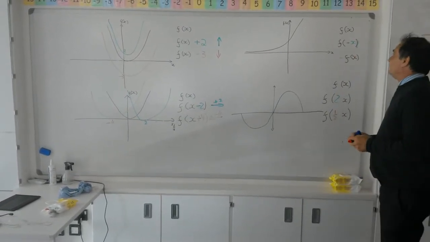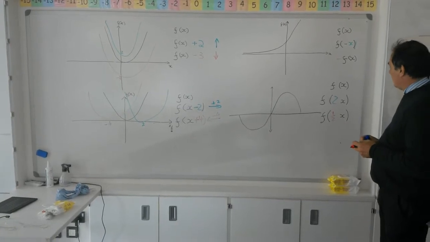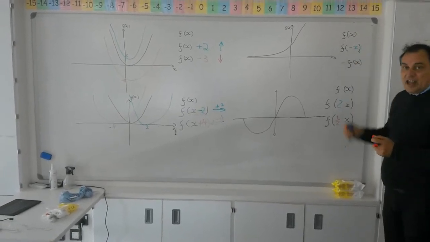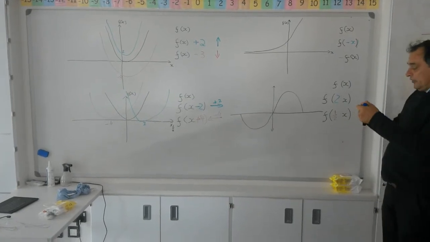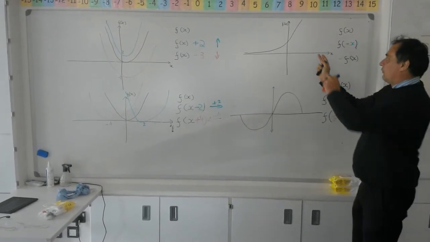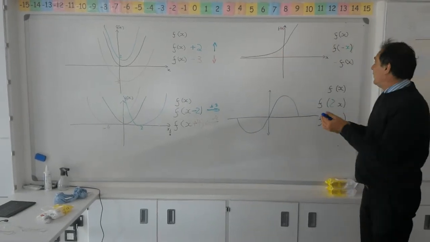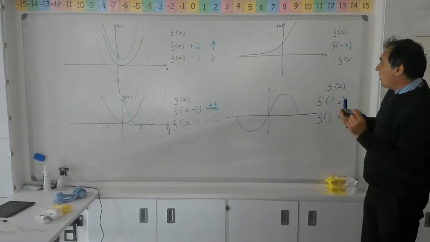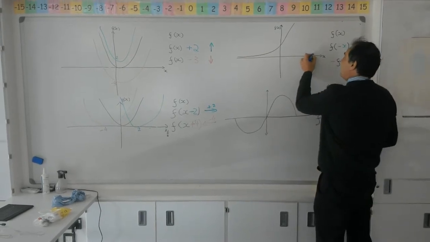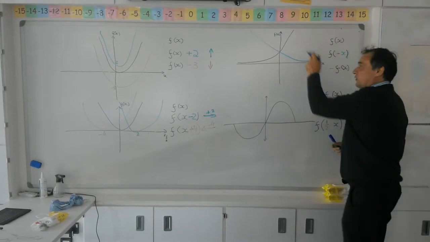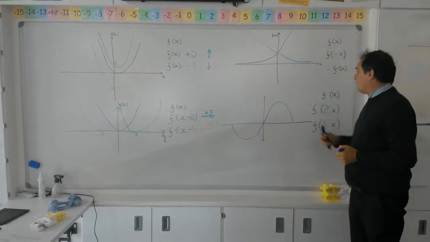Okay, now this one here. If we've got f of minus x inside the bracket, what it means is we flip or reflect it on this f(x) axis here. So f of minus x inside the bracket means that the graph would look like that. Perfectly symmetrical.